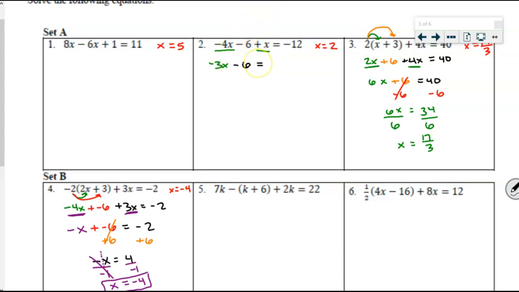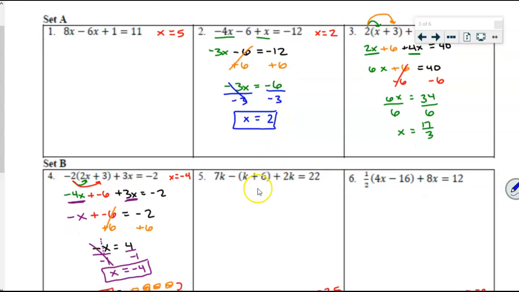Minus 6 is equal to negative 12. I'm going to undo subtracting 6 by adding 6. Balance it, do the same thing to the other side. And I end up with negative 3x is equal to negative 12 plus 6, which is negative 6. From here, I'm going to divide each side by a negative 3 to keep it balanced, and I end up with x is equal to negative 6 divided by negative 3, which is a positive 2. Math practice 6, attend to precision, don't lose those negatives.